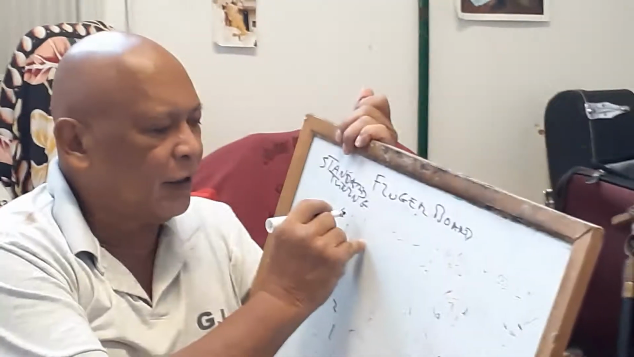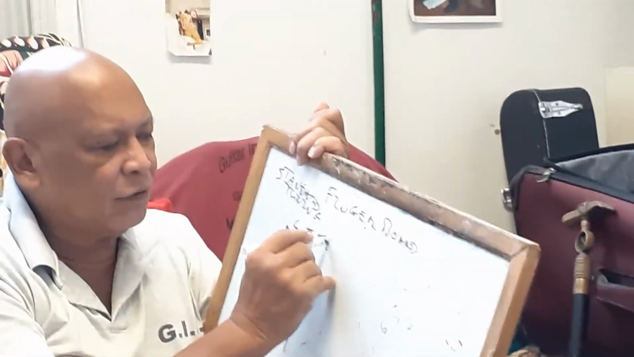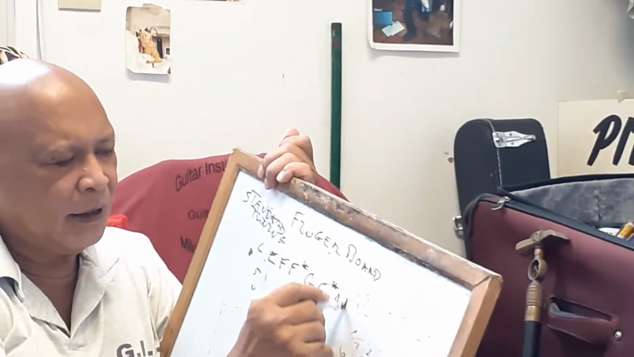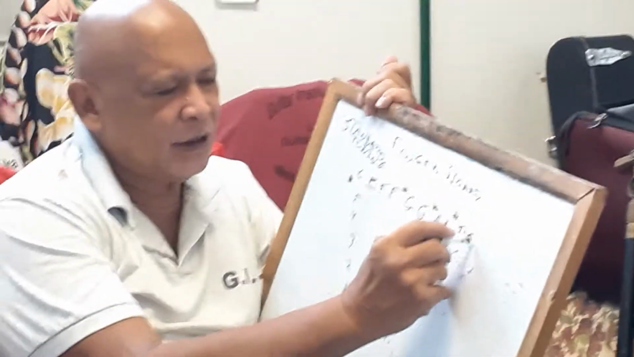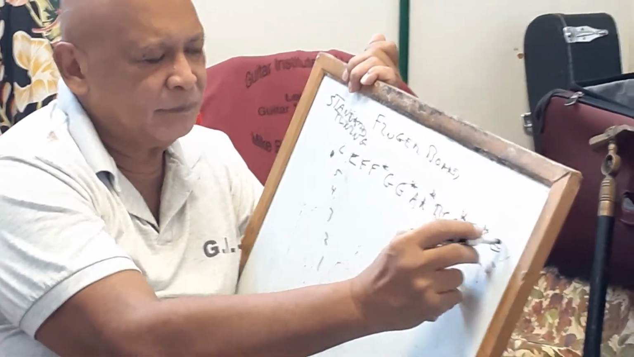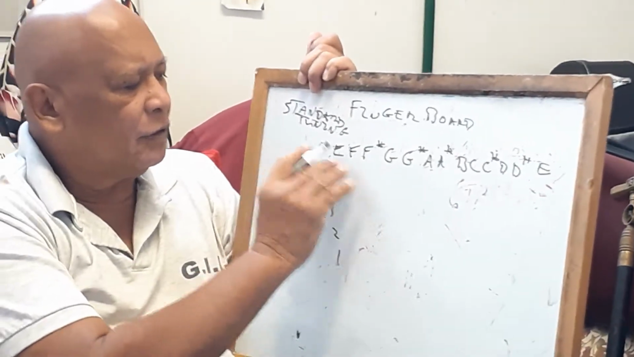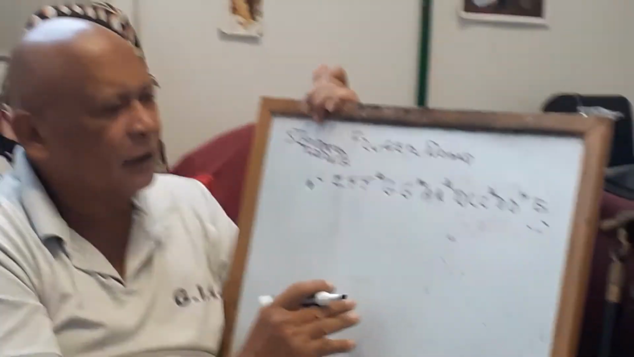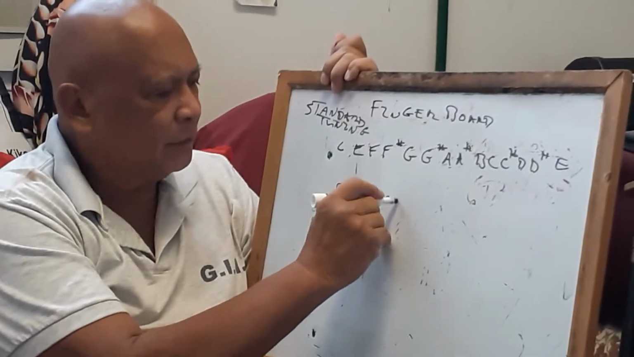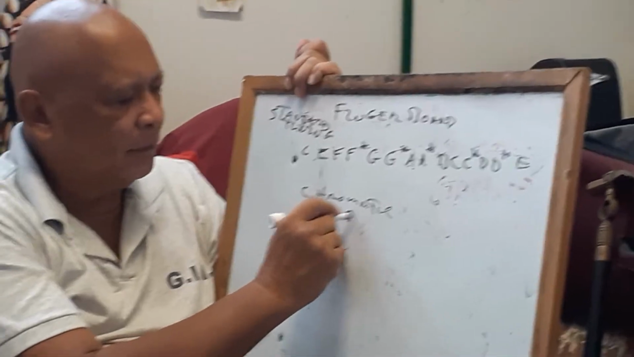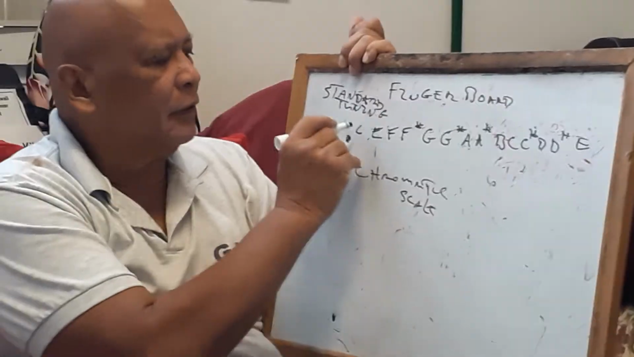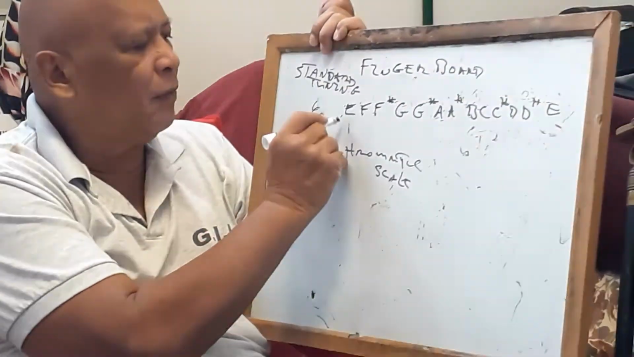So basically the 6th string goes from E to F, F sharp, G, then G sharp, A, A sharp, B, C, C sharp, D, D sharp, and then E. That's the 6th string. This is called your chromatic scale. So basically this is the 6th string. This is the open string.